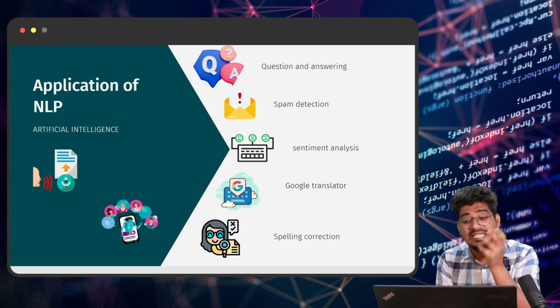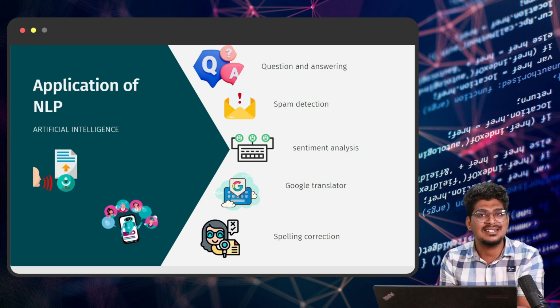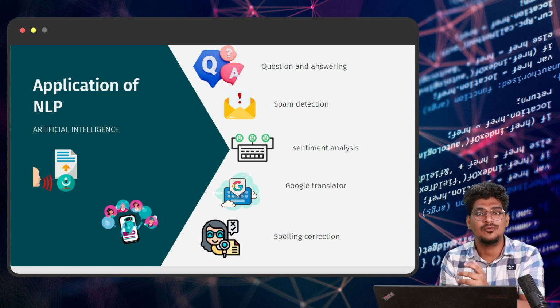And autocomplete will be there. For example, when we are writing a particular sentence, it automatically completes it. Maybe you have had this experience in a search engine or when composing mail. When you write a particular sentence, it automatically completes it. Okay, right. So that is the best example of NLP.